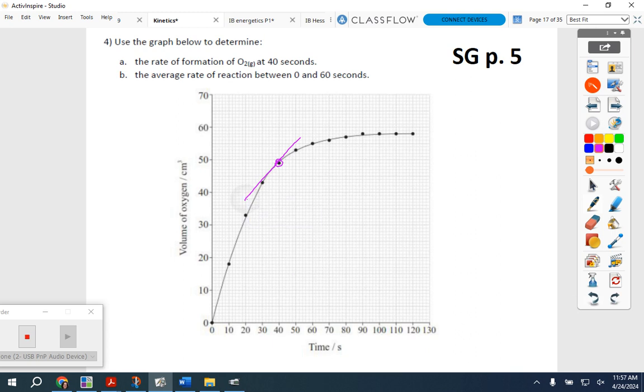Say here, and then I might pick a point, say right here, and you're going to have to estimate, right? So this might be 20, 40, and this might be 50, and then I might call that 55.5.